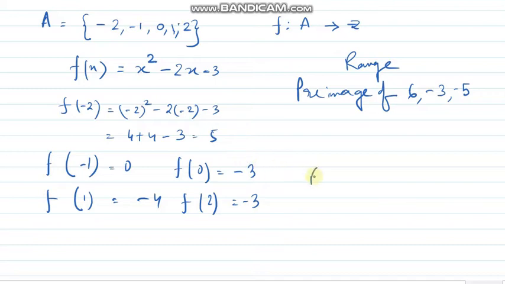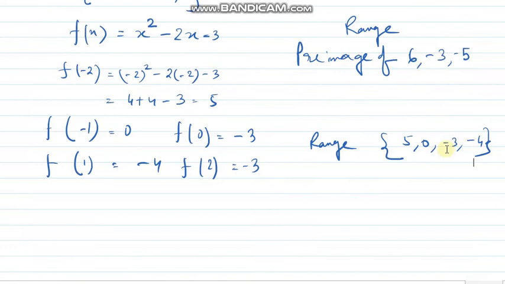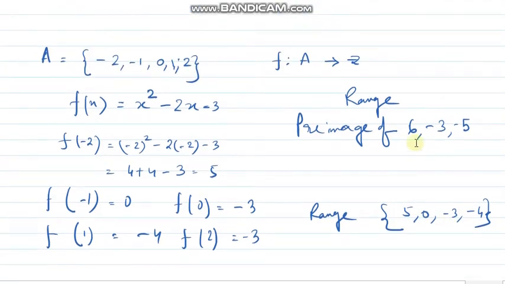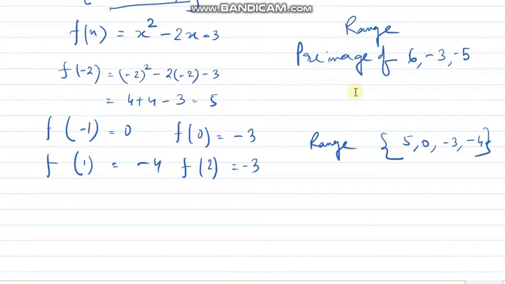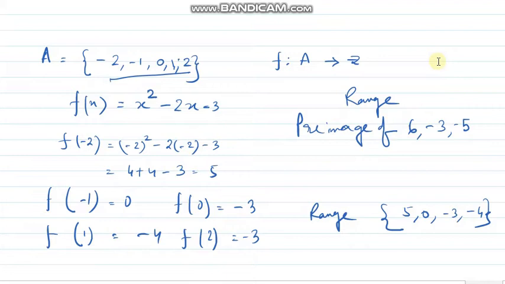So the range of the function we can say: for f(-2) it was 5, then 0, then -3 and -4. So this is known as the range of the function under this set. Now we need to find out if 6, -3 and -5 have any pre-image in the set or not.